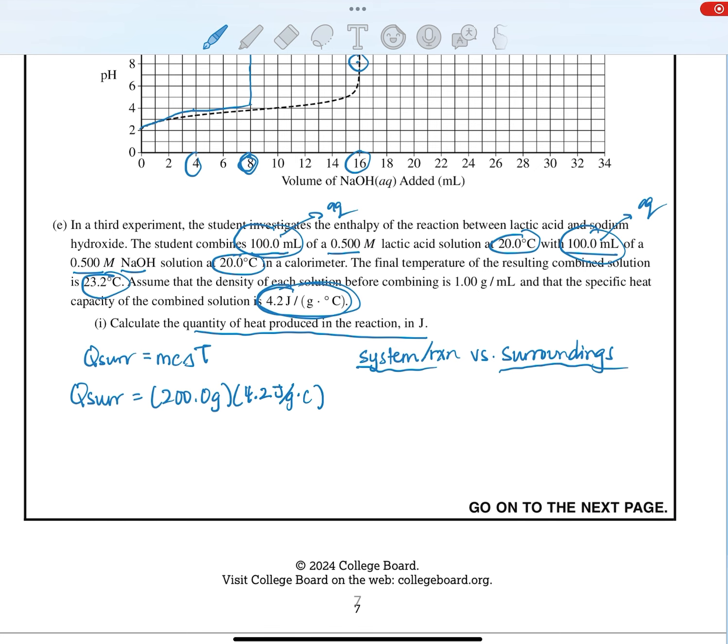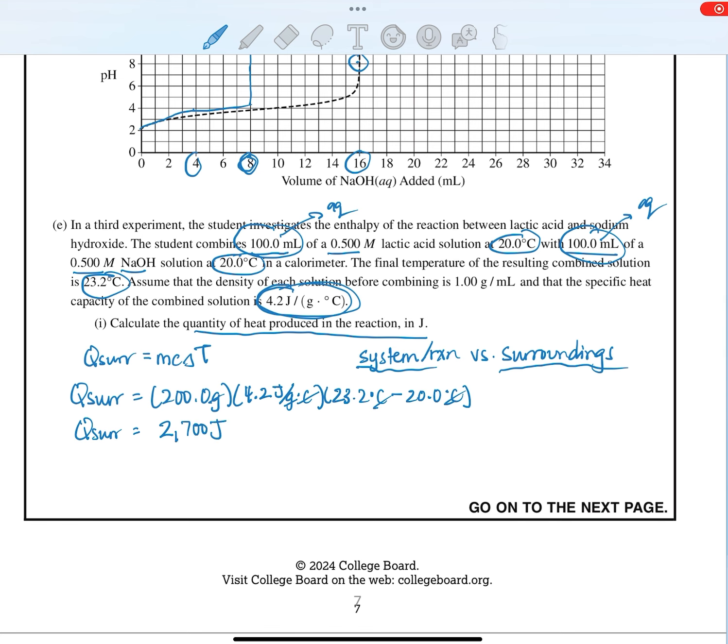4.2 joules per gram degree Celsius represents the specific heat capacity of water, and my temperature change is final minus initial. So 23.2 degrees Celsius minus 20.0 degrees Celsius. And yes, put the units in as you're doing the calculation so they understand where you got the final units from, because grams cancels out and so does degrees Celsius. I'm left with a Q of surrounding of positive 2,700 joules.